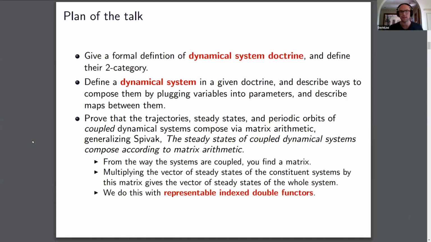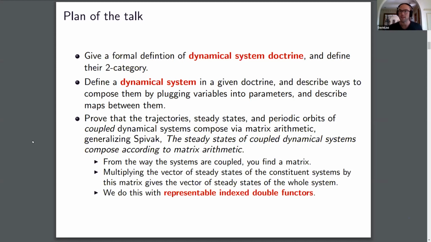And indeed, this is very much a talk in that program of dynamical systems. And then we're going to see a theorem. So I'm going to prove that trajectories, steady states, and periodic orbits, and other sorts of representable invariants of dynamical systems, that when you take these of coupled dynamical systems, so the dynamical systems you get by plugging in variables of some into others, that these features of them compose via matrix arithmetic. And this is going to generalize David's work, which has the nice title, The Steady States of Coupled Dynamical Systems Composed According to Matrix Arithmetic. And we're going to say yes and.